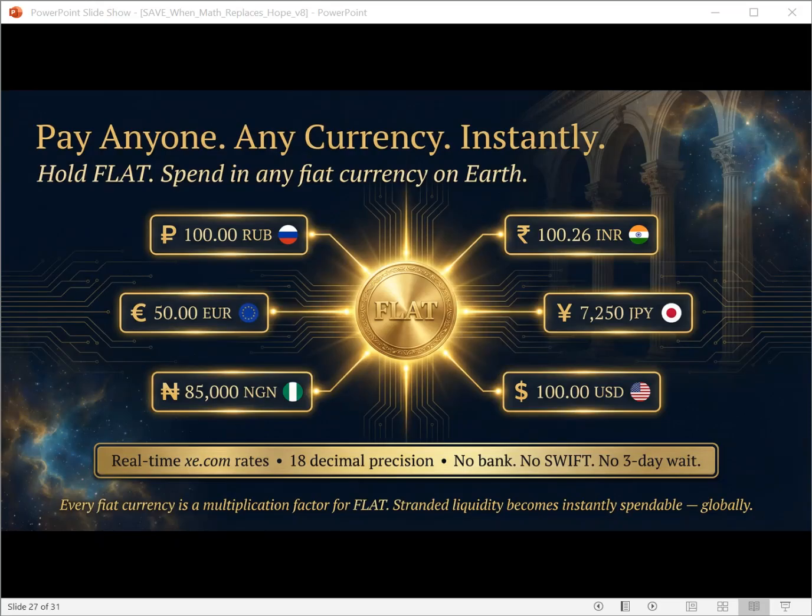This is not a future roadmap item. This is the architecture. Flat is the bridge between every fiat island, and the bridge has no toll booth.